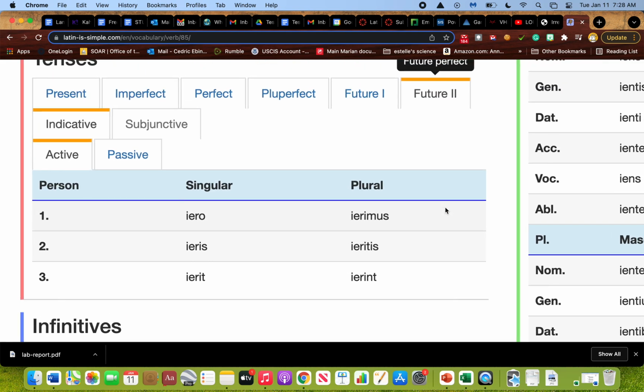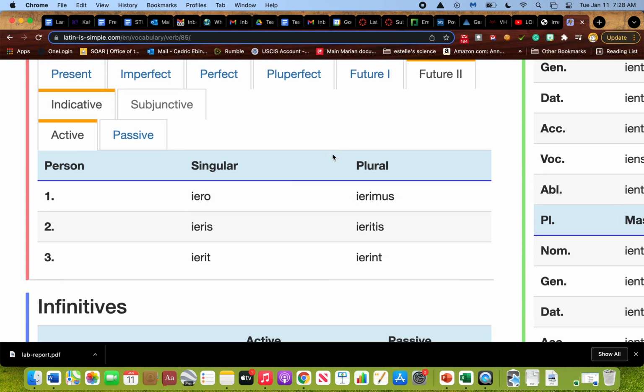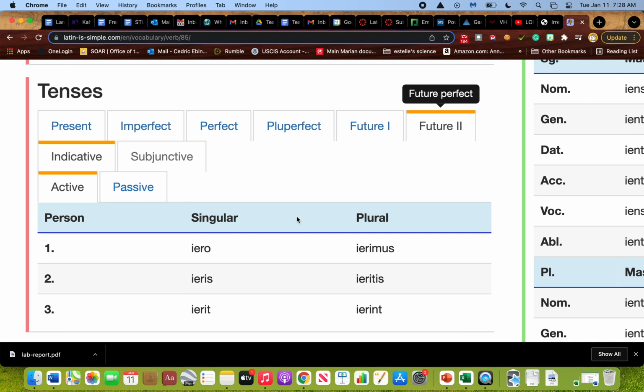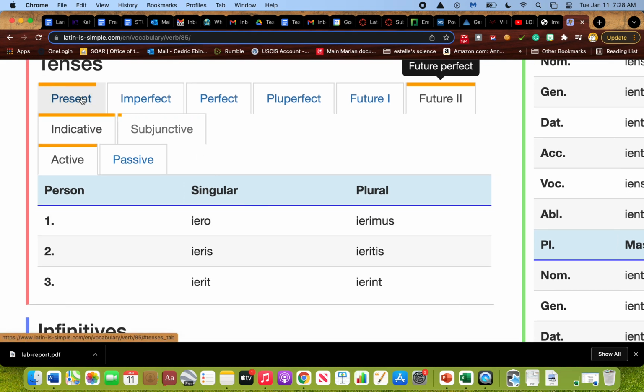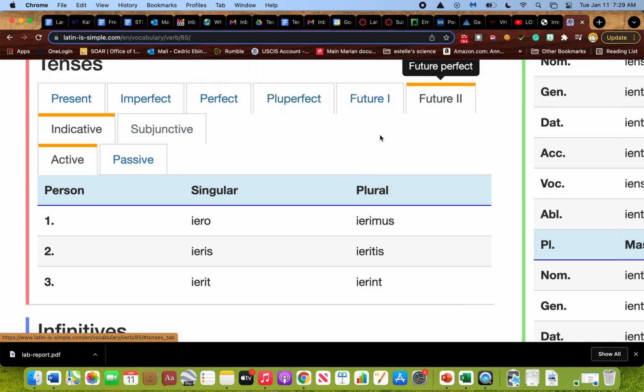You don't need to know the passive for this. You don't need to know the conjugation of eo in the passive. So just stick to the six tenses that we know for that, and that's the only thing that you will have on the final regarding the verb eo, its meaning, and the conjugation of the present, imperfect, perfect, pluperfect, future, and future perfect. And that's it.